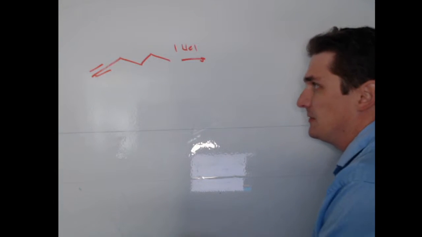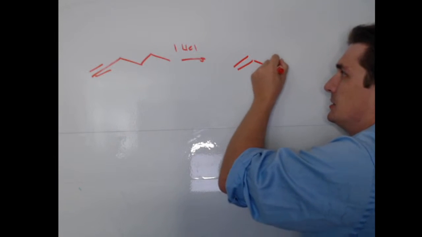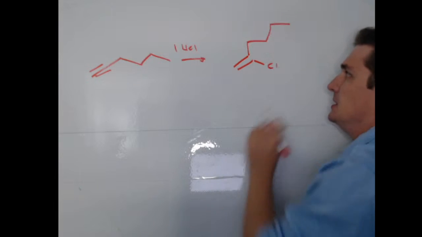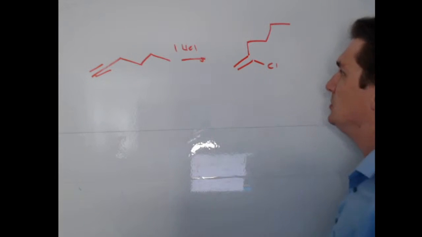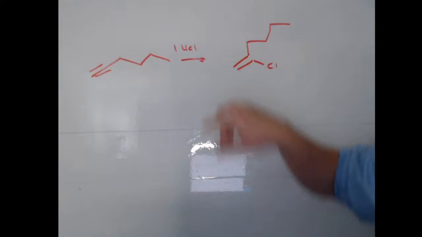So your rules here are still going to apply for addition to a double bond. You're still going to follow Markovnikov addition. So in this case, we're going to get substitution on the substituted carbon. 1, 2, 3, 4, 5, 6. So we'll end up getting 2-chloro-1-hexene, and we don't have to worry about cis-trans here because this is a terminal alkene.